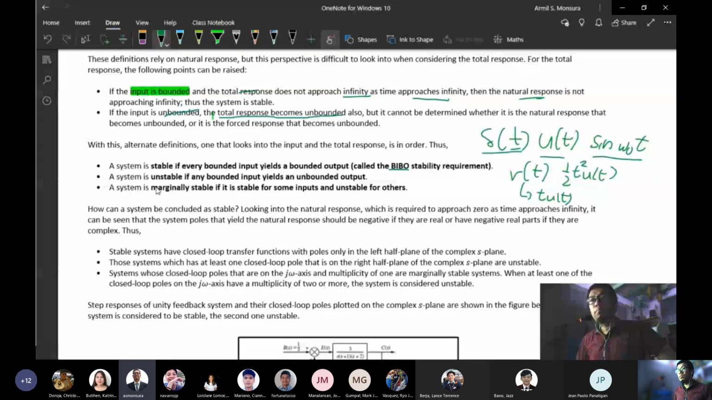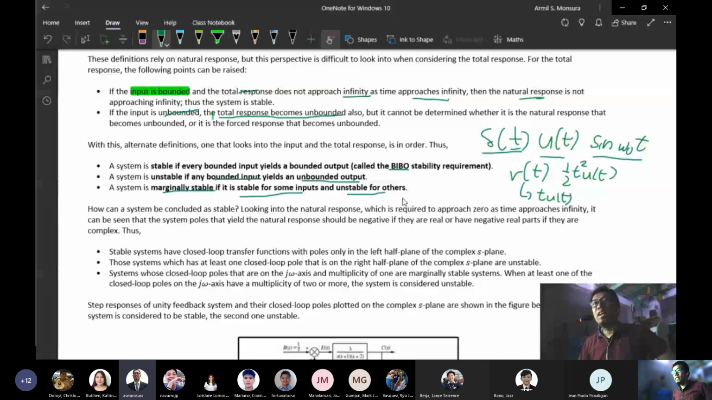Now, a system is unstable if any bounded input yielded an unbounded output. So, yung output niyo ay tumaas without limit. So, therefore, in that case, you can say that your system is unstable. Now, a system is marginally stable if it is stable for some inputs and unstable for others. Actually, medyo mahirap i-interpret yung marginal stability kapag output yun tinitingnan.